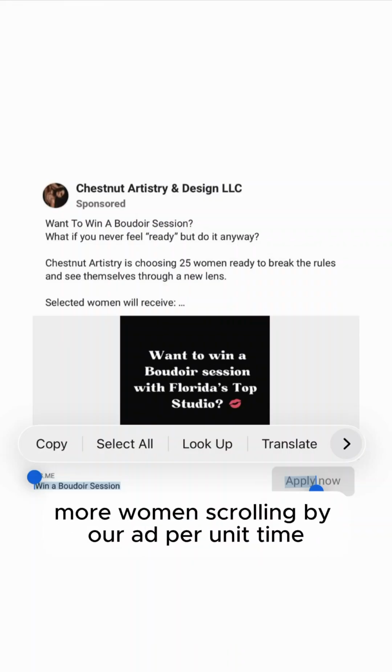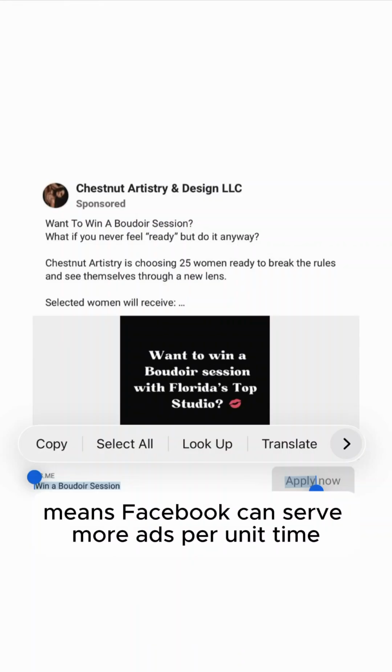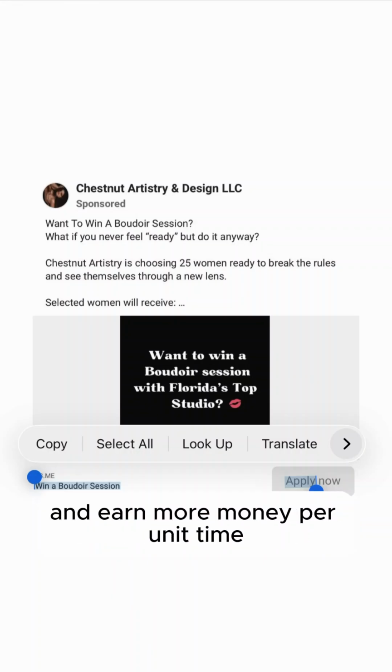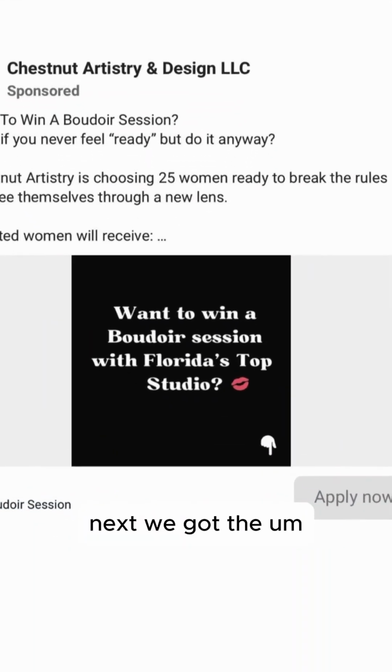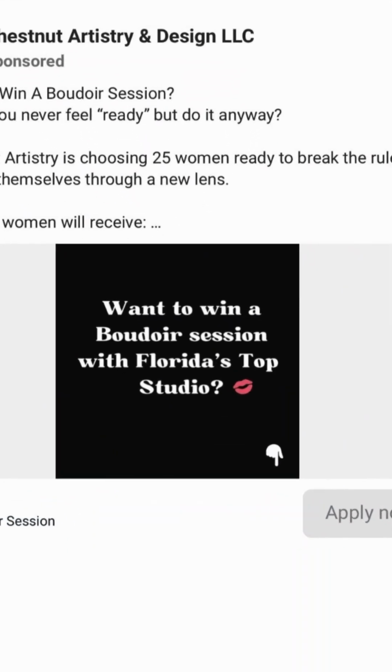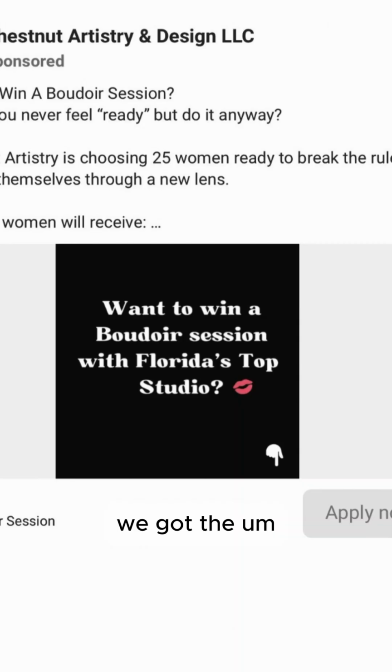Facebook's happy though, more women scrolling by our ad per unit time means Facebook can serve more ads per unit time and earn more money per unit time. So Facebook's hustling us. Next, we got the look at the creative, looking at the photo. We got the looks like an ad mistake.